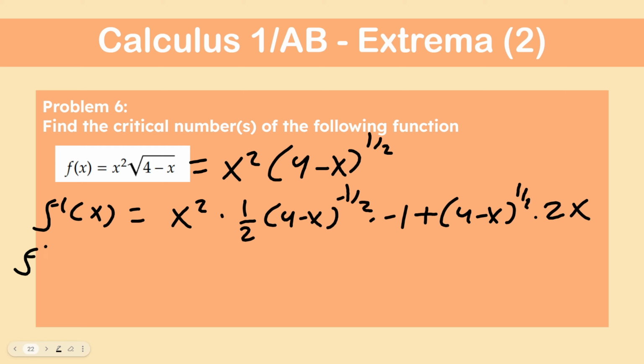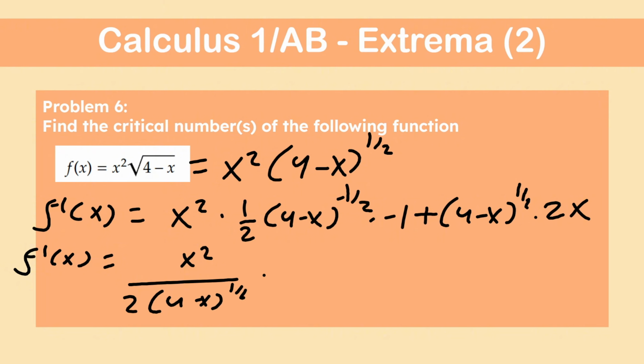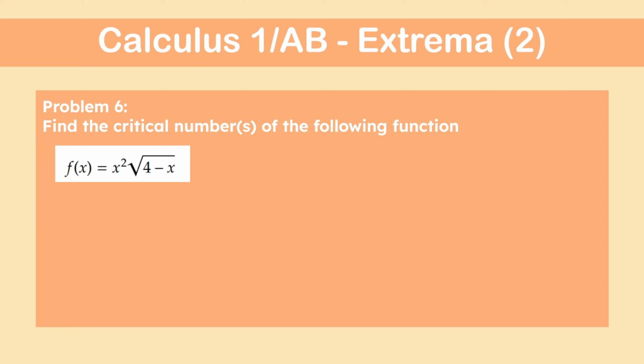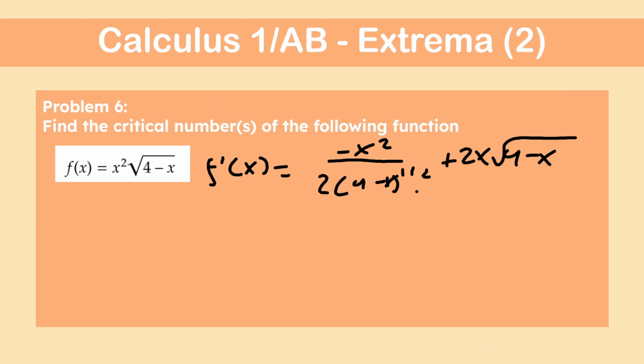So now we have f prime of x is equal to x squared over 2, (4 minus x) to the power of 1/2, minus, sorry, it should be negative. And then we add positive 2x, (4 minus x) to the power of 1/2. So I'm going to make some more room. I'm going to erase this and write, as you can see here, they share common terms right here.